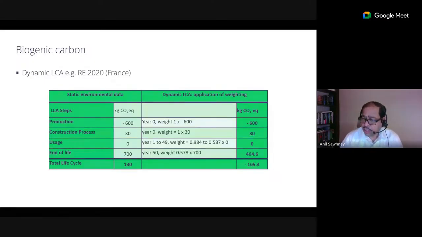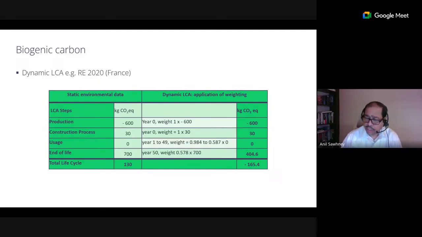Whereas in the French standard, in dynamic LCA, you apply what's called weighting. So they say when you bring the timber beam into the system, the weight is 1, which is same. So you get a credit of 600 kilograms of carbon dioxide equivalent. Then you spend 30 kilograms of carbon dioxide equivalent for construction. So you get, again, weighting is 1. So you get 30, same as the static LCA. From year 1 to 49, there is absolutely no further emissions or removals. So you basically have zero, no change.